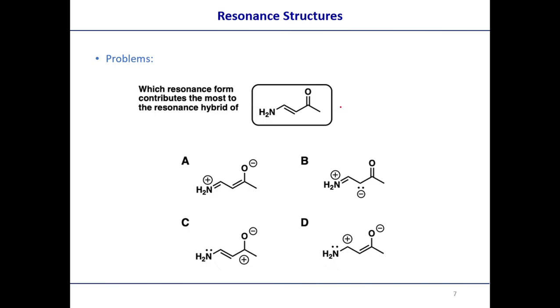So the question is which resonance form contributes the most to the resonance hybrid of this molecule. If you look at this molecule, which one is the electron-rich atom? In this molecule you have to find out the electron-rich atom. Anyone?